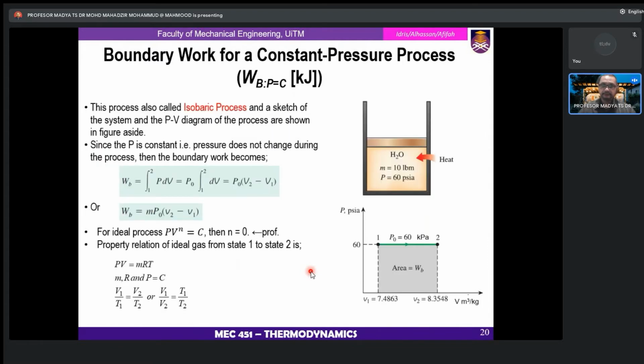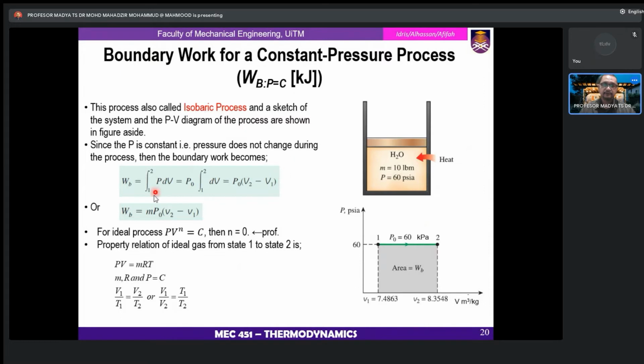Number two is boundary work for the constant pressure process. This process is called an isobaric process, and the diagram that shows this process for pressure versus volume is a horizontal straight line. Since the pressure is constant, that means pressure does not change during the process.